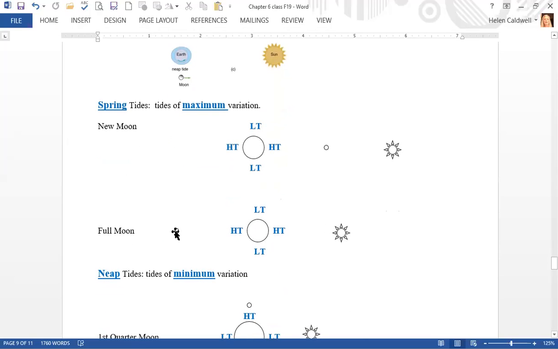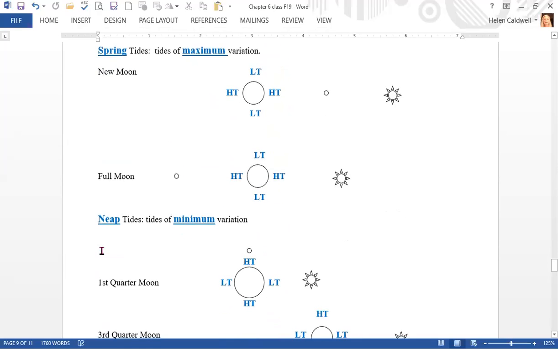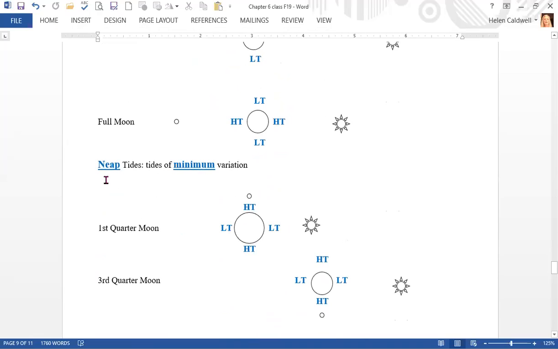Full moon, the moon is on the other side. And again, line up the moon and the Earth, that's the high tide line, and low tide is 90 degrees to that. Neap tides. Neap tides are tides of minimum variation.